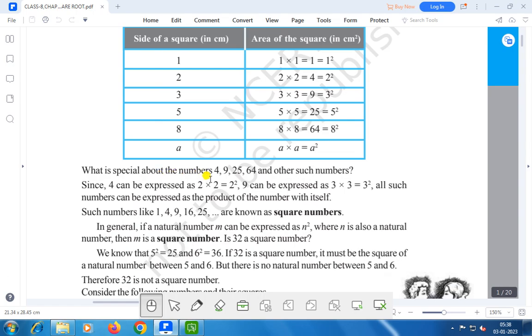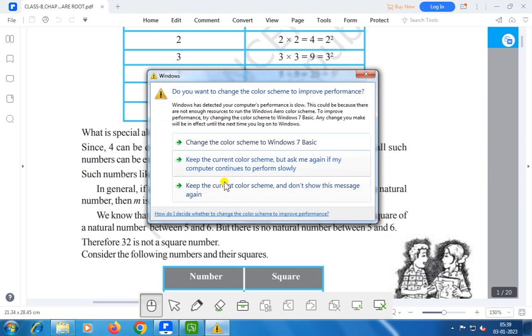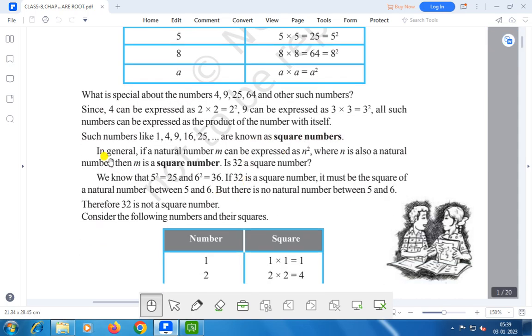What is special about the numbers 4, 9, 25, 64 and other such numbers? Since 4 can be expressed as 2 into 2, that is 2 square, 9 can be expressed as 3 into 3, 3 square. All such numbers can be expressed as the product of a number with itself. Such numbers like 1, 4, 9, 16, 25 are known as square numbers. In general, if a natural number m can be expressed as n square, where n is also a natural number, then m is a square number.